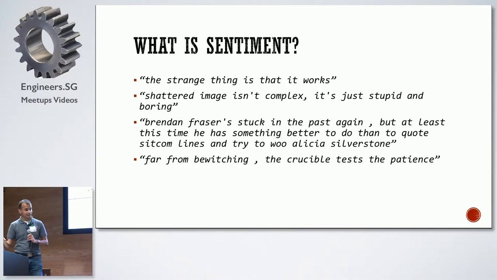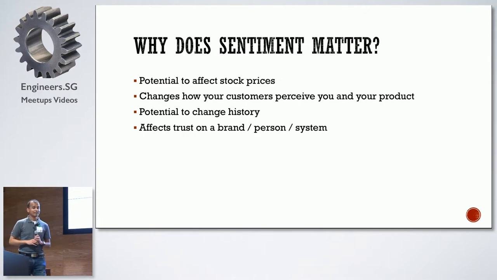Another example is "far from bewitching, the crucible tests the patient." Things like this are negative. So this is where we see how we solve this challenge. So why does it matter?